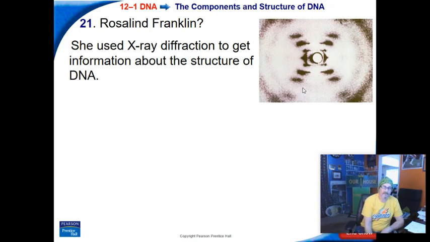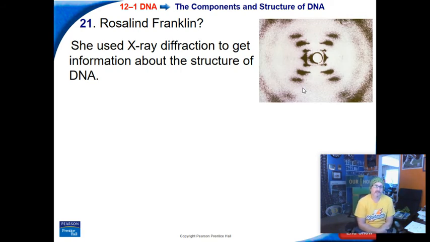Okay, Rosalind Franklin. Hope you guys enjoyed the movie. Remember, there is an hour-long version. It's called Photo 51 that has a lot more interviews, talks a little bit of trash about Watson because he deserves to have trash talked about him. He did not give her the credit that she was due.